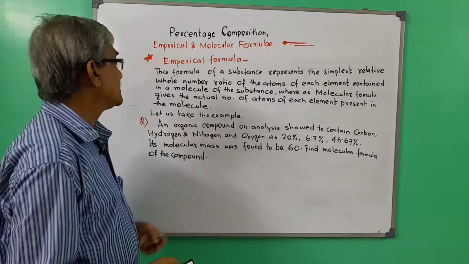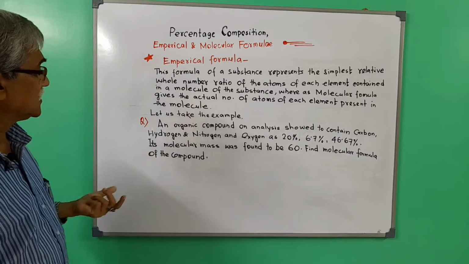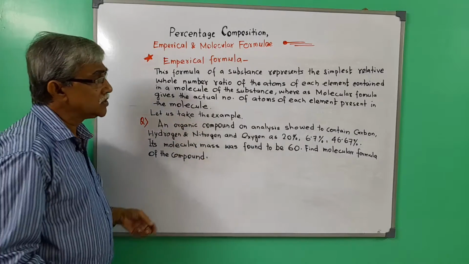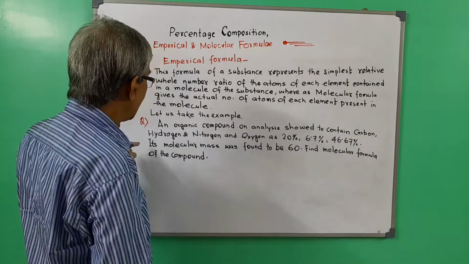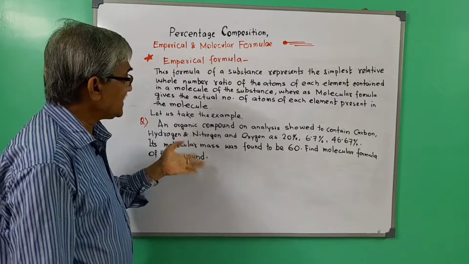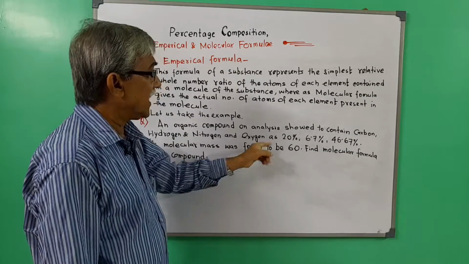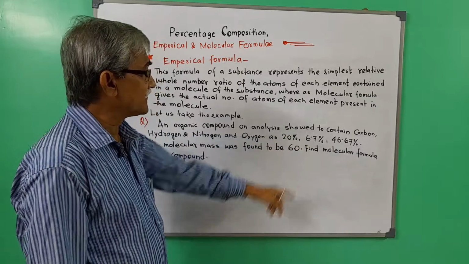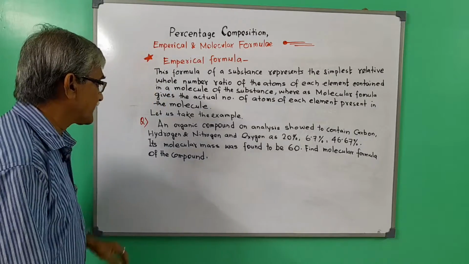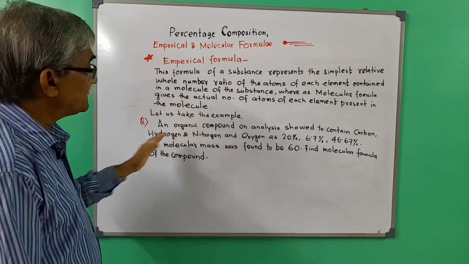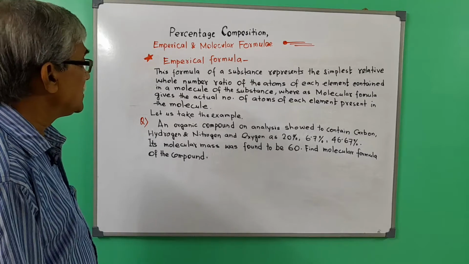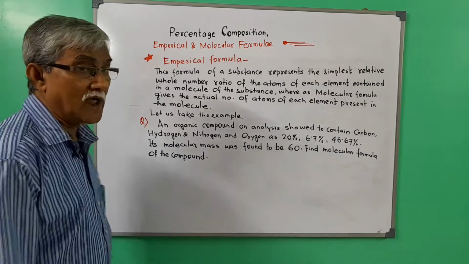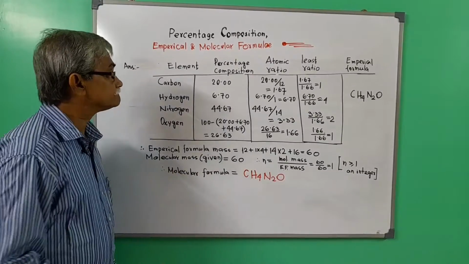Now let us take an example. Let us take a question. An organic compound on analysis showed to contain carbon, hydrogen, nitrogen and oxygen as 20%, 6.7%, 46.67%. Its molecular mass was found to be 60. Now what is the question? The question is, find the molecular formula of the compound. Now let's answer the question.